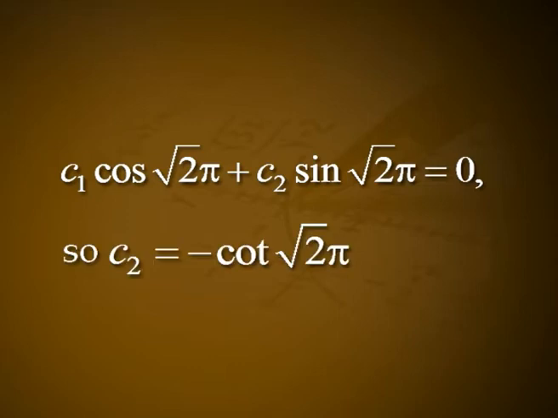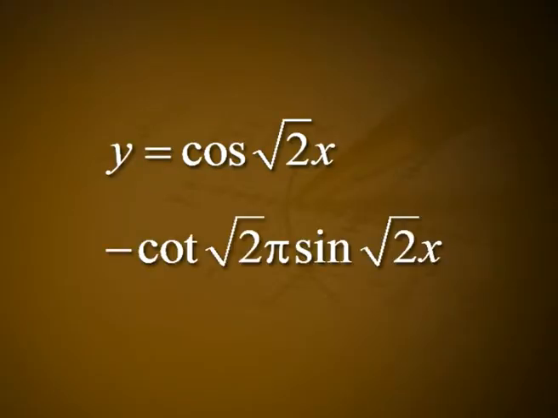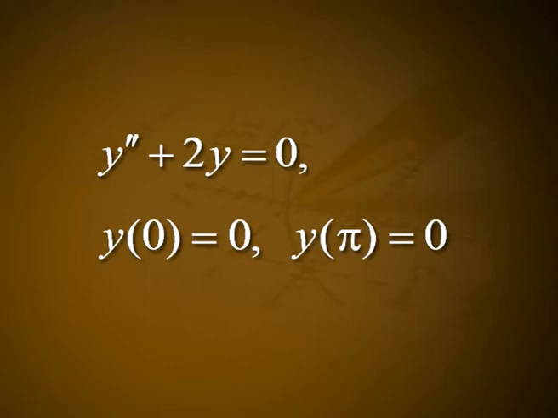So, c2 = -cot(root 2 pi). Thus, the solution of the given boundary value problem is y = cos(root 2 x) - cot(root 2 pi) sin(root 2 x). Problem 2. Solve the boundary value problem y'' + 2y = 0, y(0) = 0, y(pi) = 0.